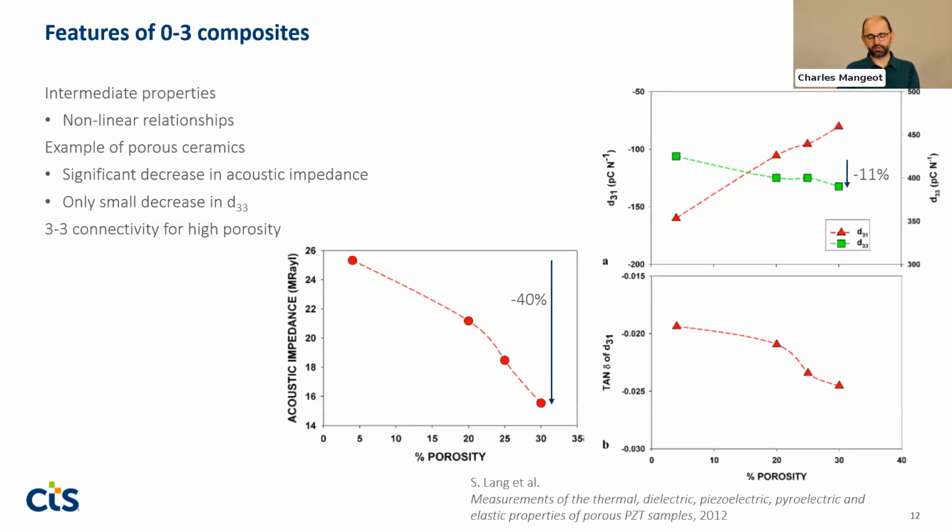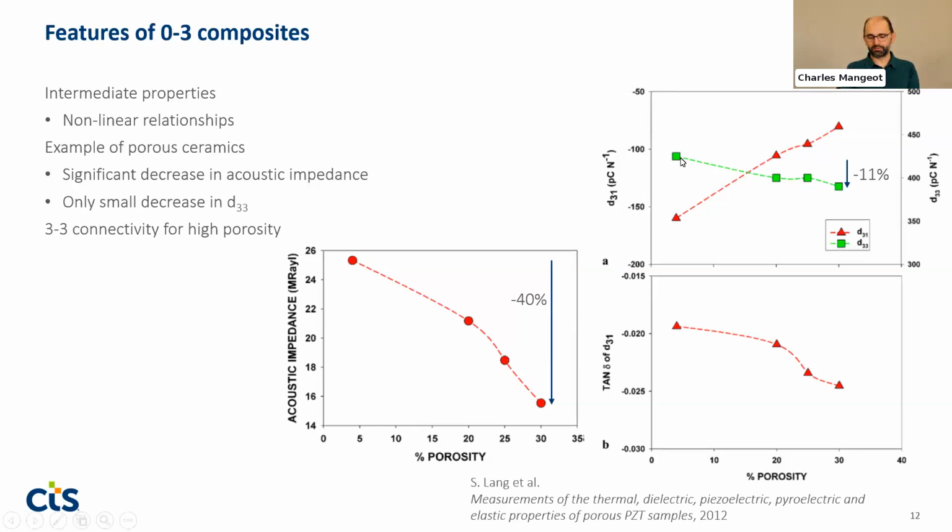Now, if we are talking about porous materials, porous ceramics, we have here some examples of a study on the different properties of the materials. When I said you get something that is intermediate between the two materials, it is intermediate, but it's not necessarily linear. This is the case here with the porous material. If you add porosity, here we have graphs that go from 0 to 30% porosity, you will affect the different parameters differently.